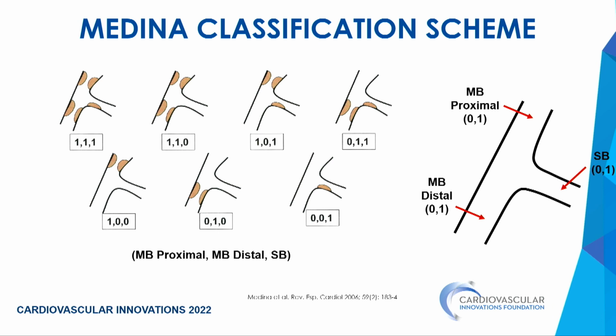And then there's a 1 or a 0 for the side branch bifurcation. And typically what we would call a true bifurcation is a Medina 1-1-1 or a 1-0-1 or a 0-1-1, which means that there is disease in the main branch, but also disease in the side branch. But even with that, there can be some discrepancy, and I think a lot of that reflects some of the disparity in the trials that we see.